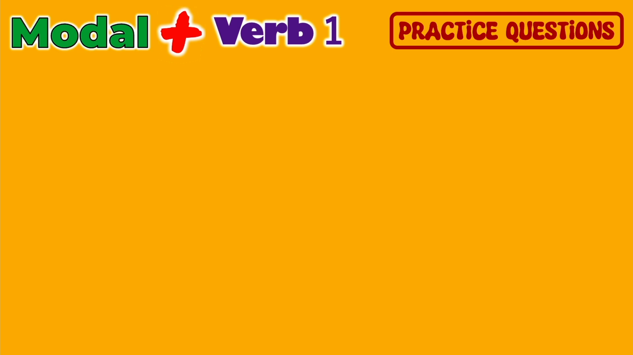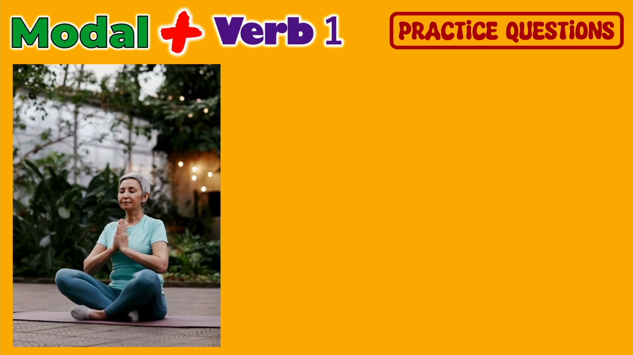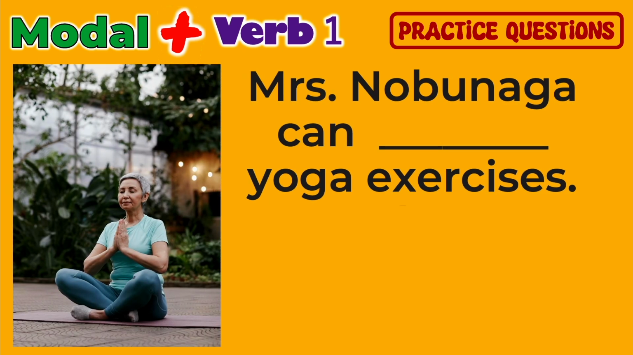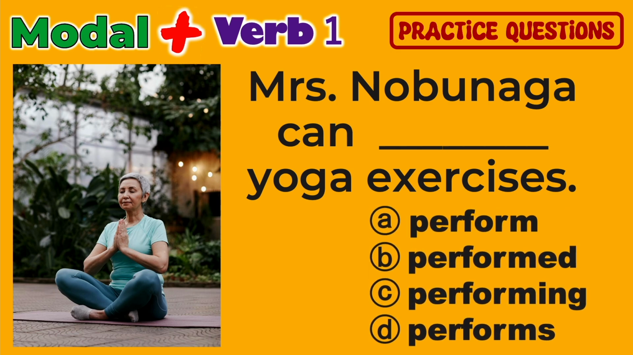Let's try some practice questions. I'll bring in a picture. We'll look at a question and try to get the answer. Let's bring in a very nice lady here. Okay, this is Mrs. Nobunaga. Mrs. Nobunaga can blank yoga exercises. Well, what could we put in the blank here? Let's get some options. These are yoga exercises. She doesn't play them. She performs them. So we have perform, verb 1, performed, verb 2, the ed form, performing, ing is verb 4, and performs is verb 5. Okay?